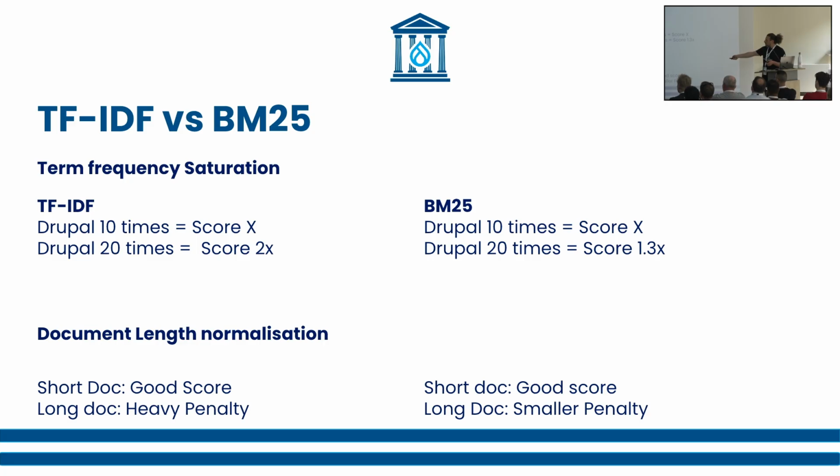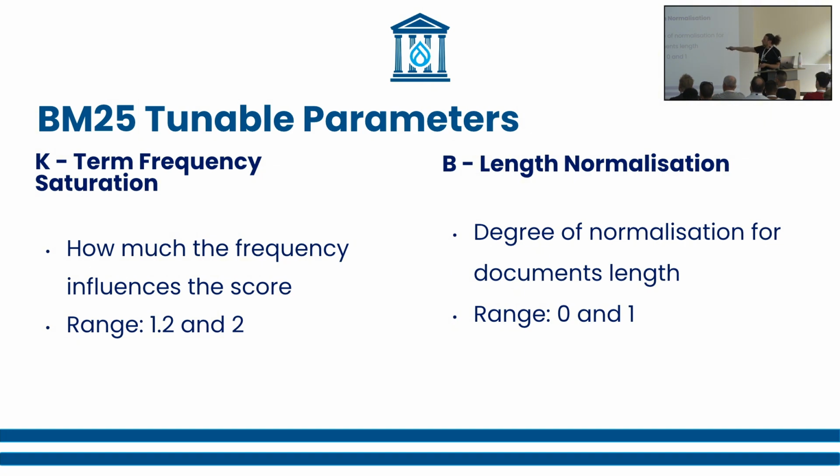The same thing happens with the document length normalization. Because in the TF-IDF, long documents are really heavily penalized, while with BM25, we can decide that, and we can give a smaller penalty. So we have the K parameter we pass to BM25, which is the term frequency, so how much the frequency influences the score, and we can go from 1.2 to 2. And then we have the degree of normalization for the document length, and it goes from 0 to 1. In this case, you can have a different result, and you can decide how you want to treat the longer documents or how you want to treat the term frequency.